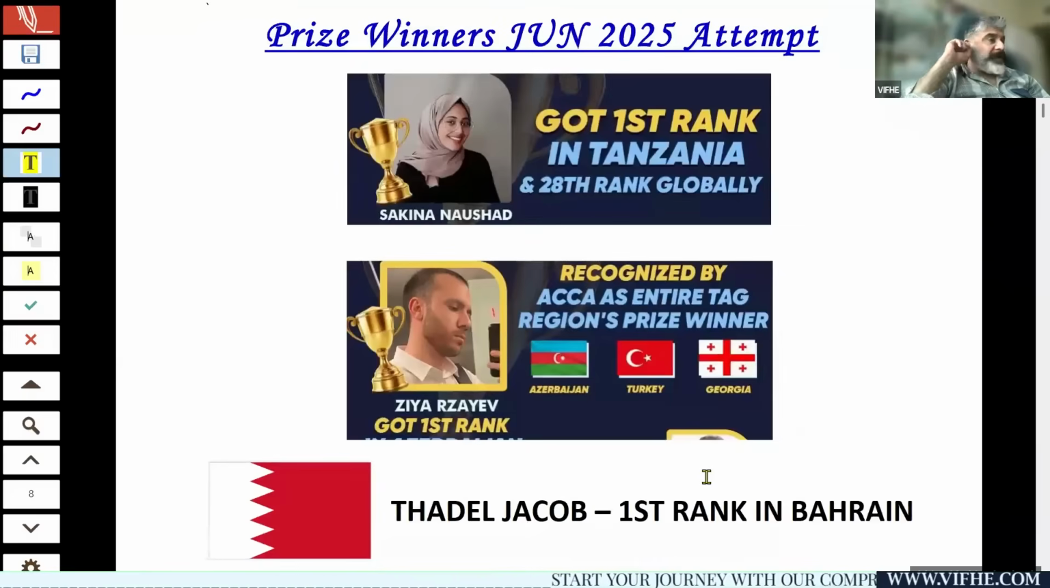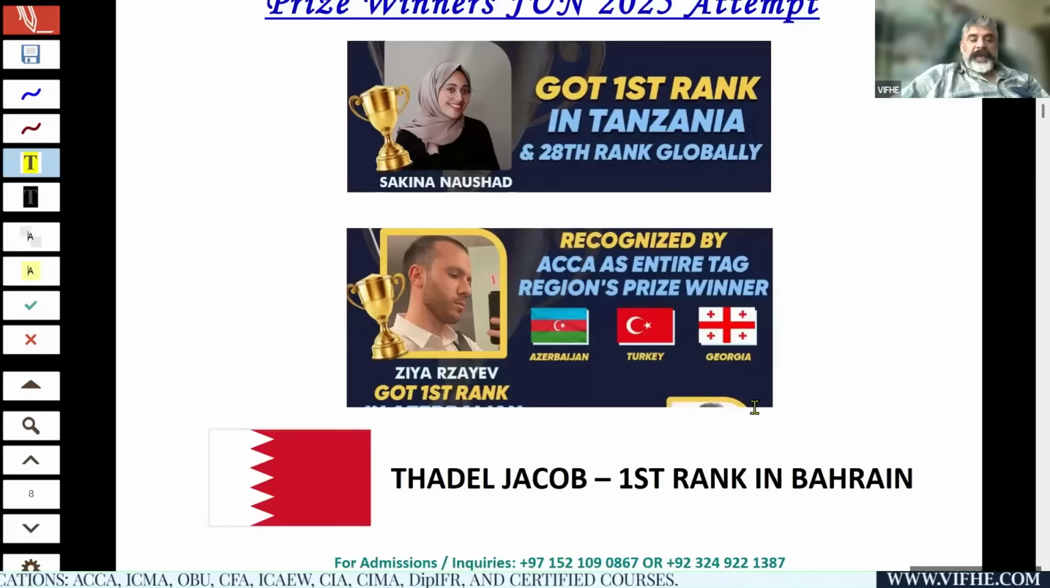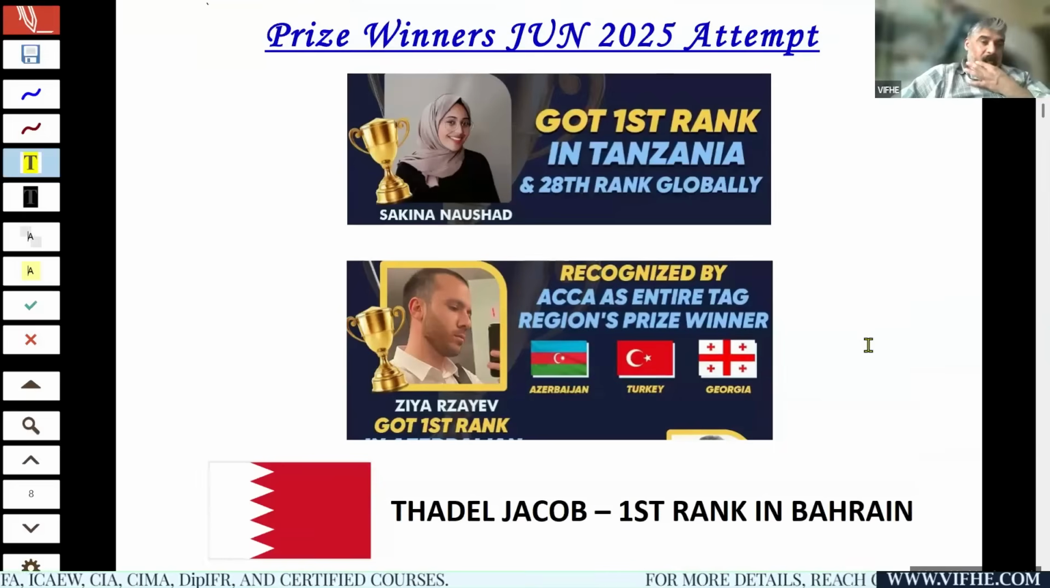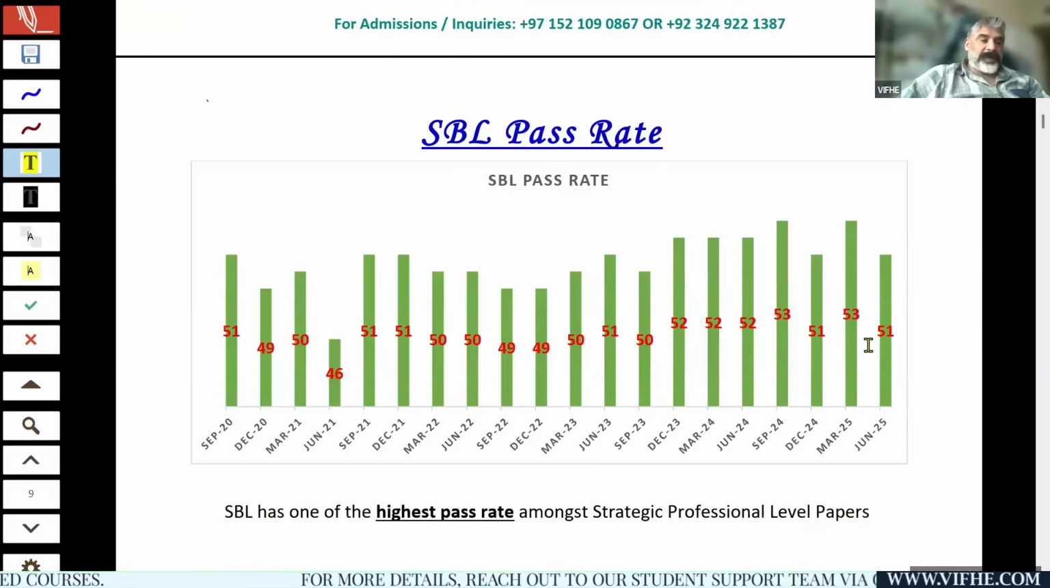And in the June 2025 attempt, three of my students got country prize winners. So there was Sakina Naushad from Tanzania, then Zia Zaif. He's from Azerbaijan, but he was the top scorer in the region, Azerbaijan, Turkey, and Georgia. And then Thadel Jacob from Bahrain. So I got three top prize winners, which is very encouraging. It should be motivating or inspiring for you as well.